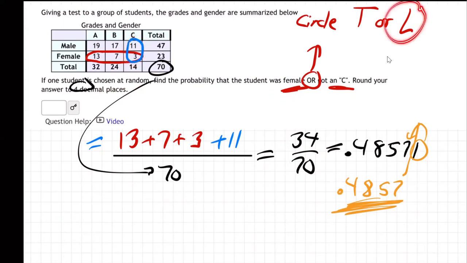Yeah, we did it in an L pattern. And it could be a T or an L. Whenever you have or, you circle in a T or L pattern. And so there we go.